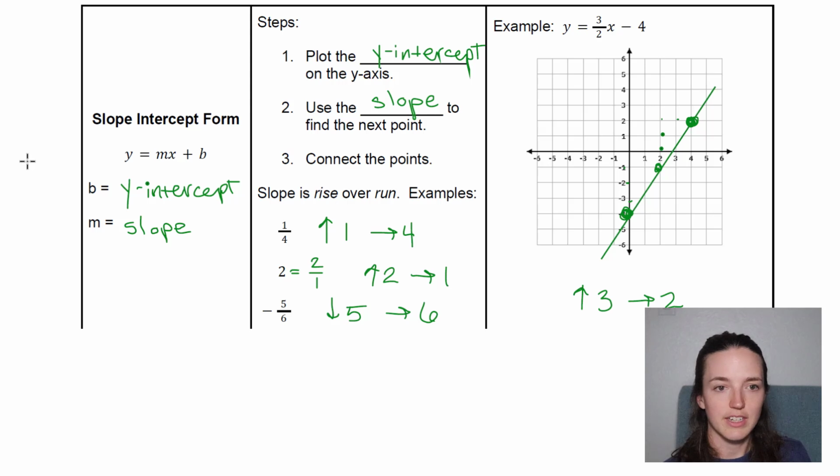Okay. Now, technically, this line should have arrows on the end to show us that it does go in both directions forever and ever. And as you can see, if you read this from left to right, like you would read a book, this line is increasing. And that makes sense because the slope is positive.